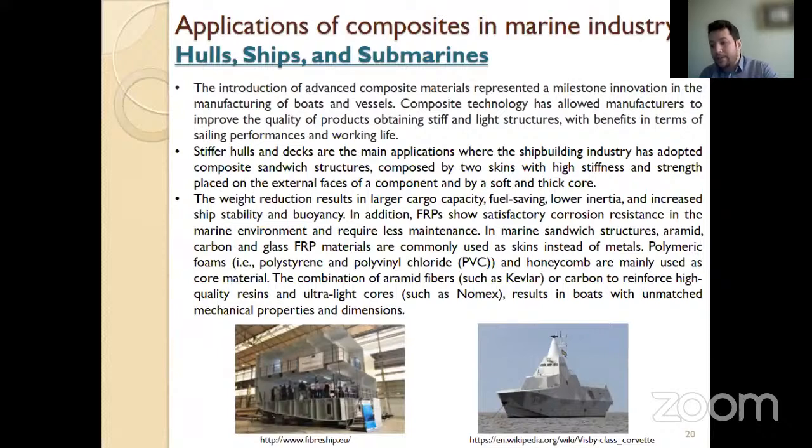In addition, fiber-reinforced polymers show satisfactory corrosion resistance in marine environments and require less maintenance. In marine sandwich structures, aramid, carbon, and glass fiber-reinforced polymer materials are commonly used as skins instead of metals. Polymeric foams such as polystyrene and polyvinyl chloride, and honeycomb, are mainly used as core materials. The combination of aramid or carbon fibers to reinforce high quality resins and ultra light cores results in boats with unmatched mechanical properties and dimensions.